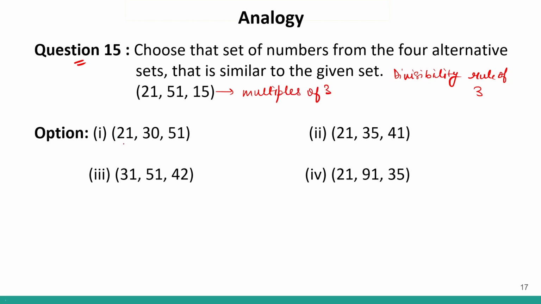If I check over here, 21, 30, 51. These are also multiples of 3. Correct? Over here, 21 is a multiple, 35 is not a multiple and 41 is also not a multiple. Over here, 21 is a multiple, 91 is not a multiple, 35 is not a multiple. Similarly, over here 31 is not a multiple and the rest two are multiples. So in this option, that is option number 1, all are multiples of 3. So this will be the answer.